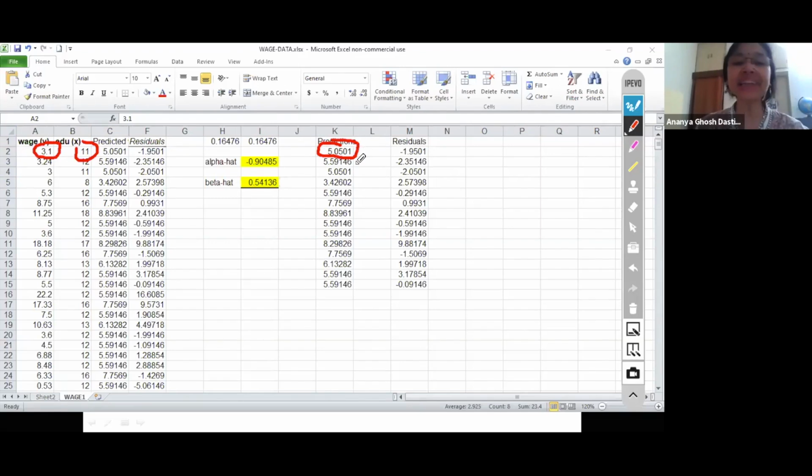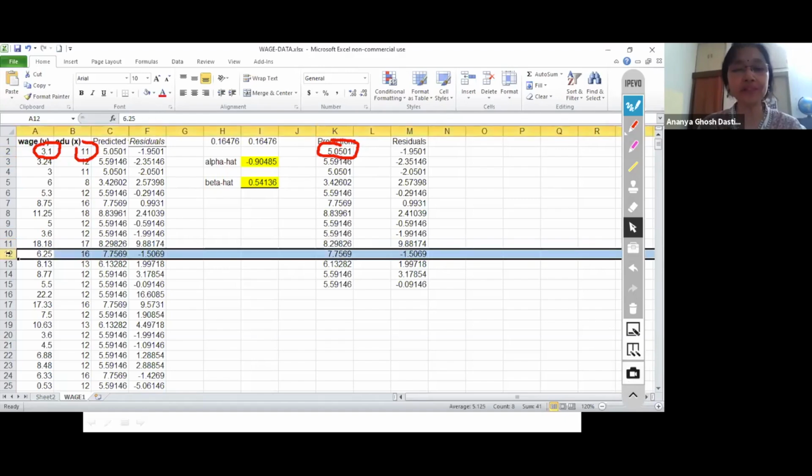How did I get the predicted wage? Very easy. You can look at the formula. I just did alpha hat plus beta hat times 11 and I got the prediction. Is that clear? And I just repeated this exercise for all the observations that you can see.